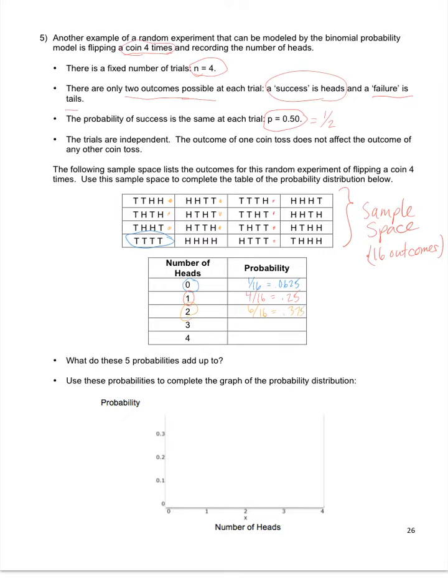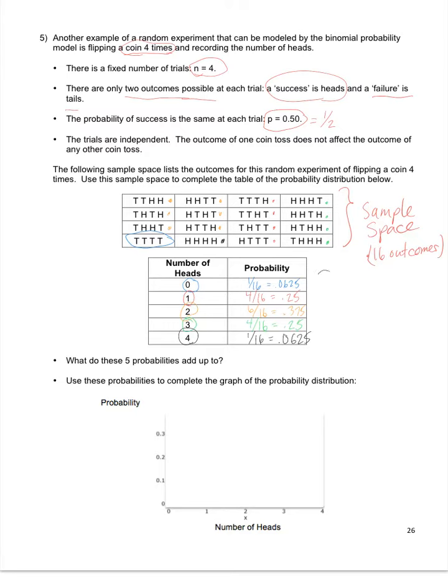And then let's see, what else do we have? I'm going to look at 3 heads. So 3 heads is right here, here, and here, and here. So that happened 4 out of 16 times, or 0.25. And the last one, 4 heads, there should just be one left, right here. So that was 1 out of the 16 outcomes, so 0.0625.